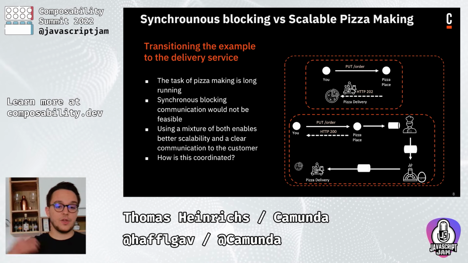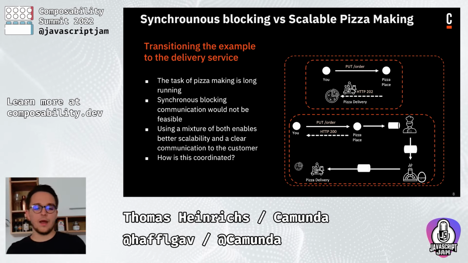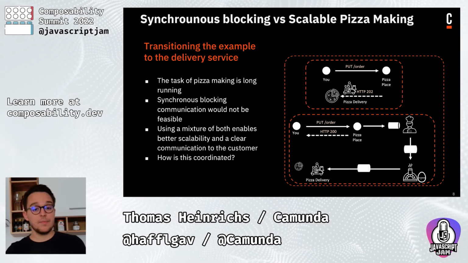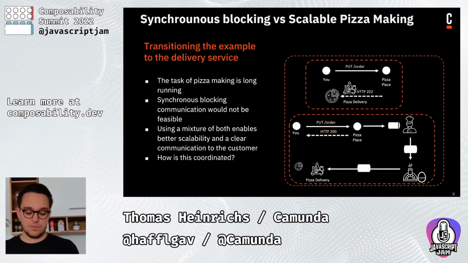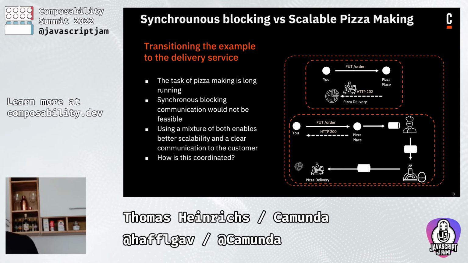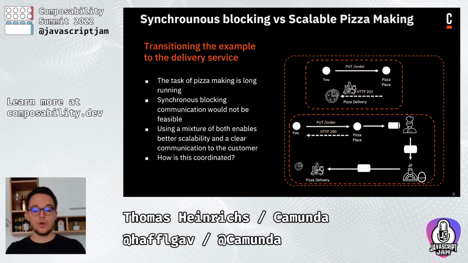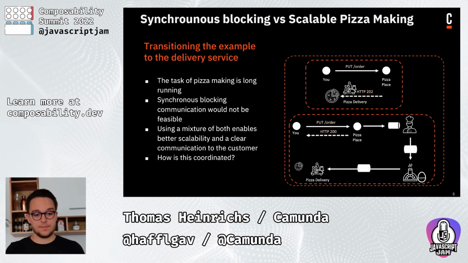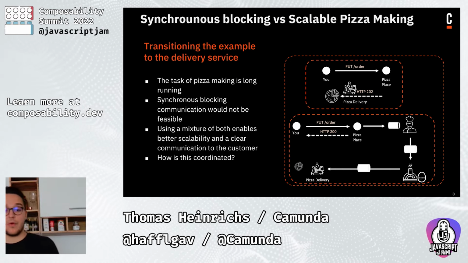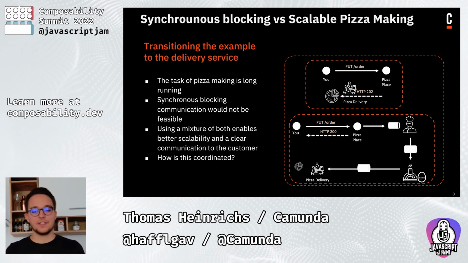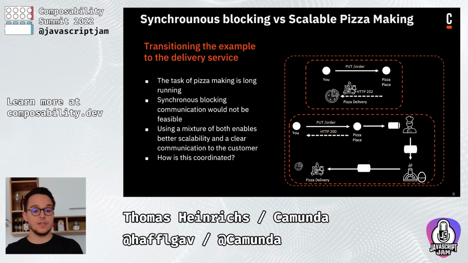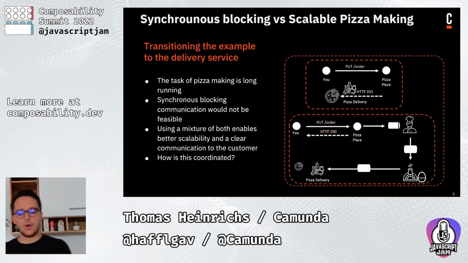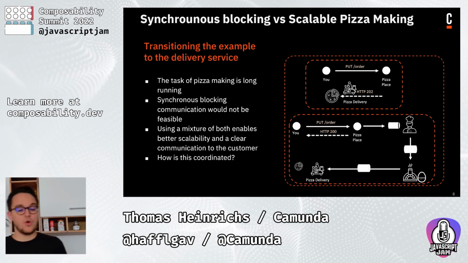For instance, we place an order at the pizza place, and we immediately get some kind of synchronous feedback. Then the pizza place is going to put the order into some kind of queue. The chef is then going to pick it up, prepare and cook the pizza, and then it's going to be sent over with the delivery person. So this is a perfect example of how you can make this more scalable using both principles, synchronous and asynchronous communication. And now the question would be, of course, how can we properly coordinate that?